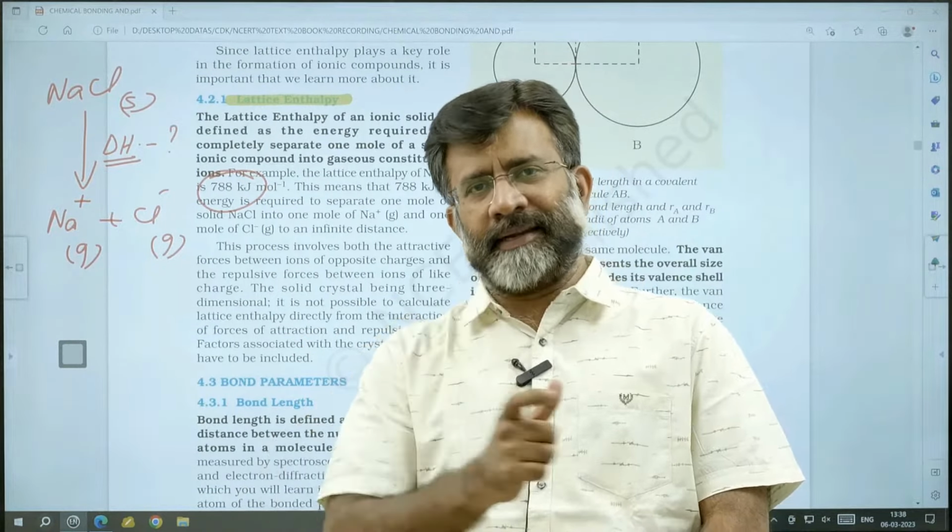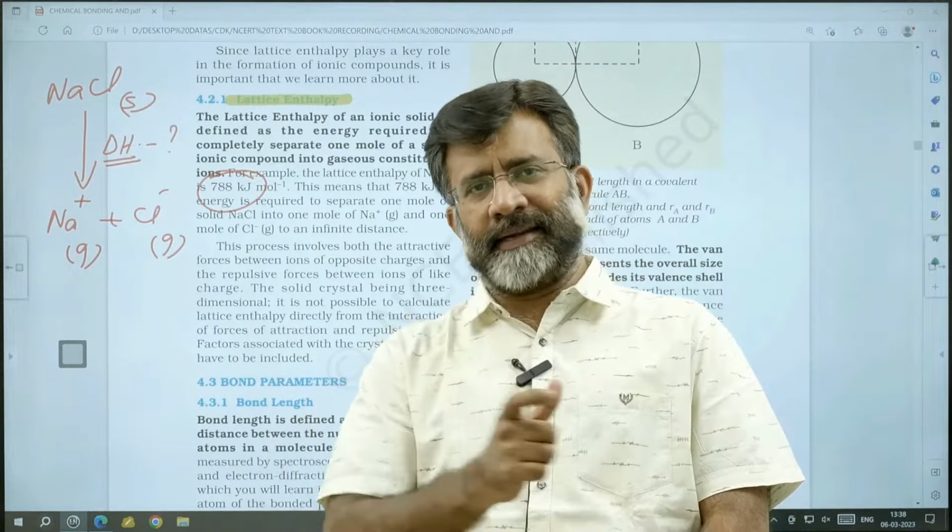Now, we were talking about bond length. Bond length means the equilibrium distance between the nuclei of bonded atoms. Bond length influences bond strength. Greater the bond length, lower the bond strength. All of you know this, so that is one important bond parameter.